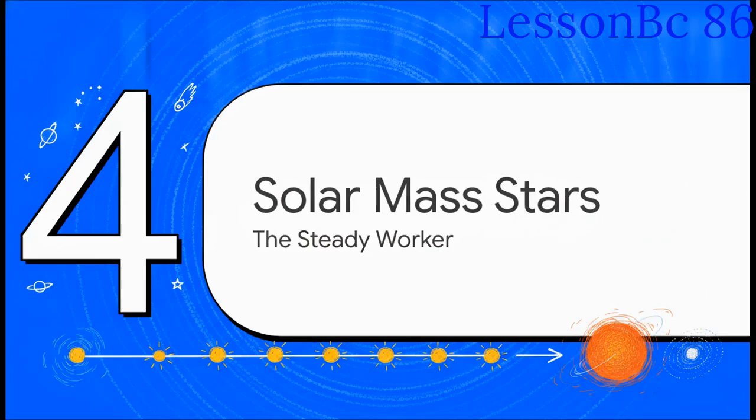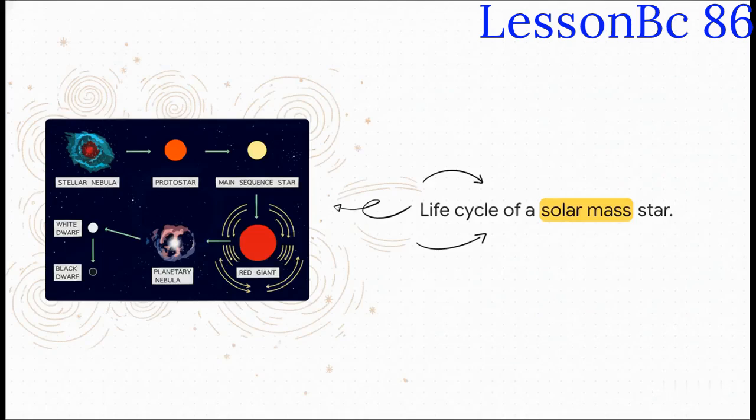All right, Section 4, Solar Mass Star Life, the steady worker. This is the life path for stars roughly the same size as our own sun, the reliable, steady workers of the universe. They have a long, slow, and highly predictable journey. You can see the whole life cycle mapped out right here.